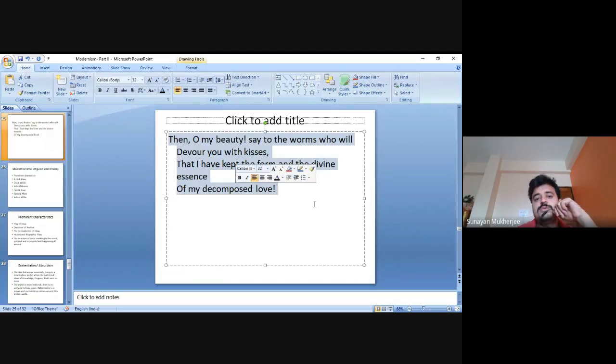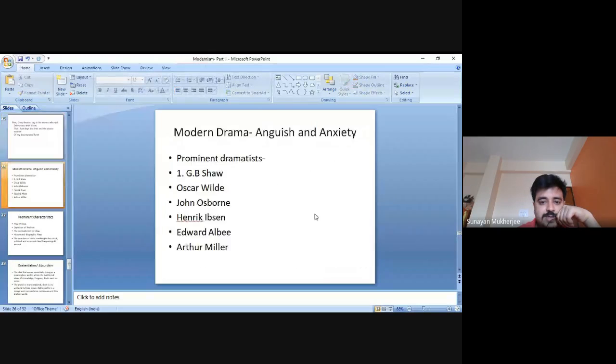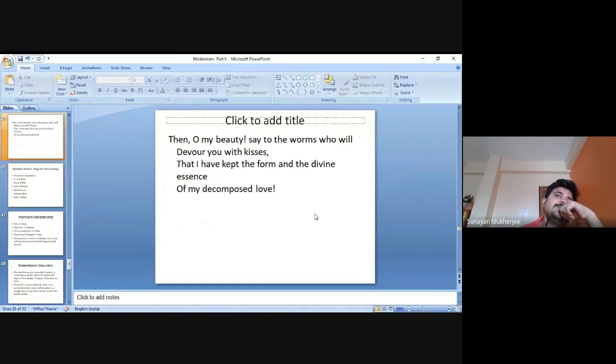of my decomposed love. So he's saying that do not be afraid, but one day you will also turn like this figure. You will also be kissed by the worms, my love. So this is the idea of the subversion of the aesthetics. That's what is essential about the modernist fiction.